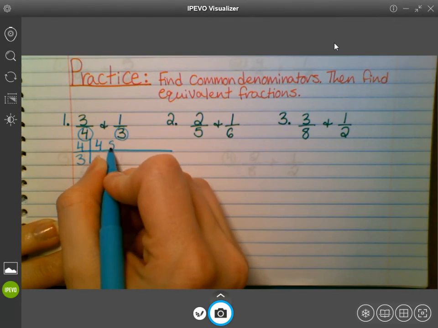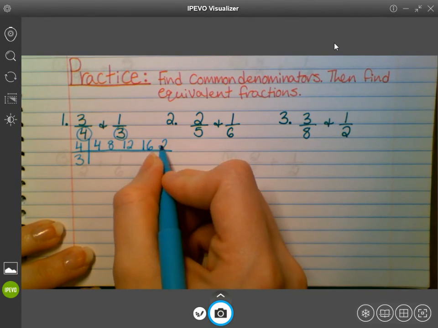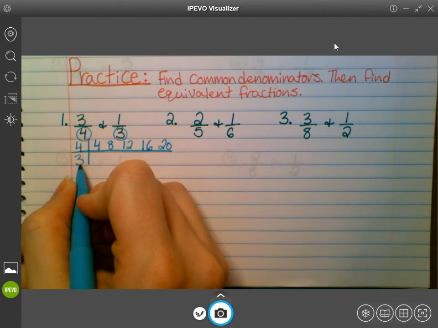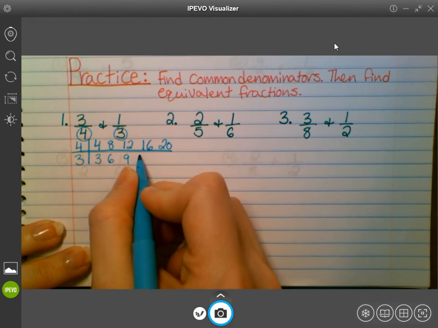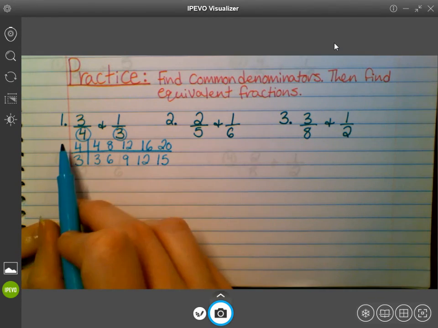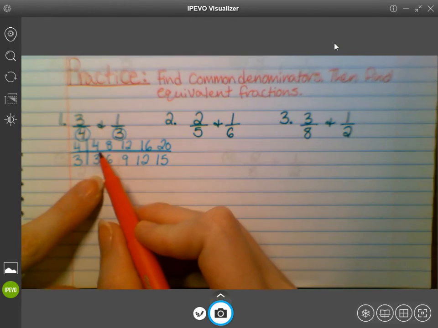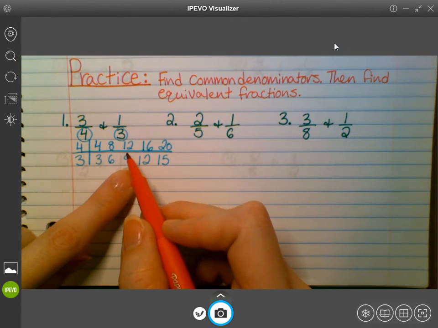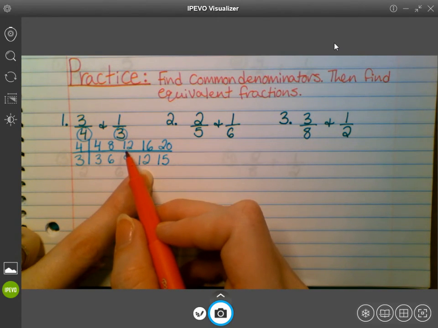So then I'm going to list my multiples. 4, 8, 12, 16, 20. That should be enough. Then I'm going to list my multiples of 3. 3, 6, 9, 12, 15. So that's step 1, list the multiples of both. Then I'm supposed to circle the first, that means smallest, multiple that they both have in common. So if I'm looking, 4 and 3, no. 8 and 6, no. 9, no. 12. How many of you got 12 as your LCD for number 1?